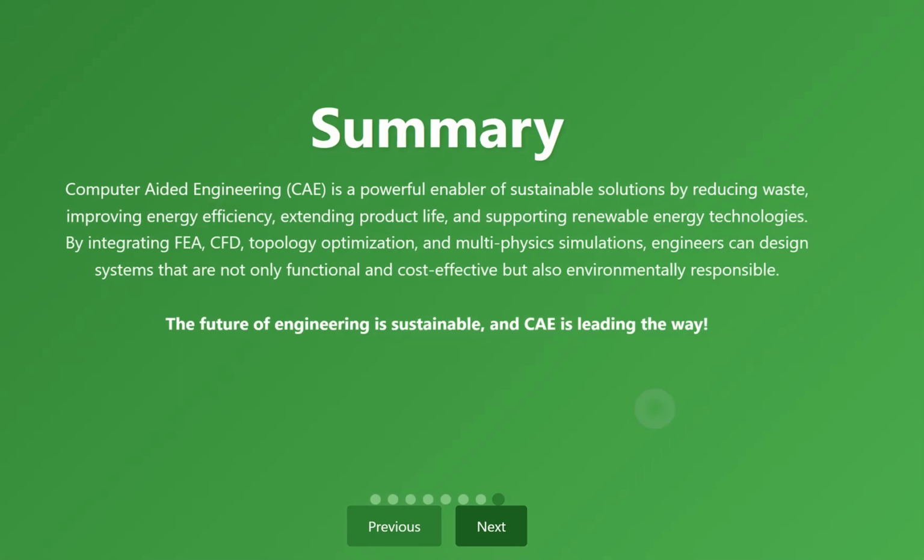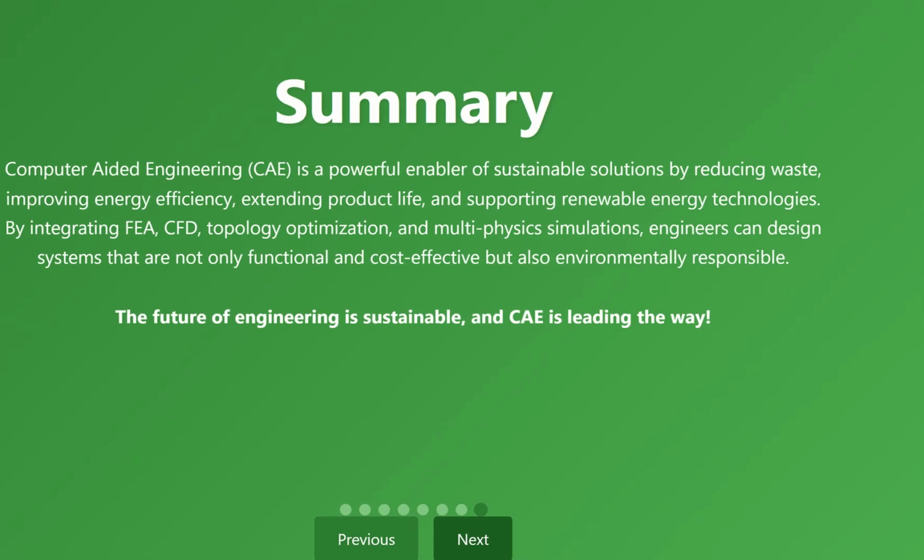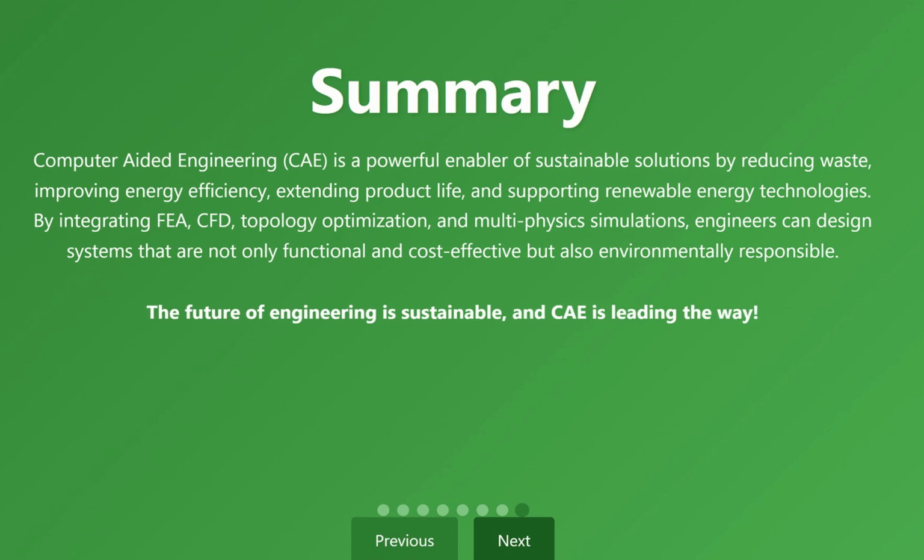Last, about the summary of this. I know I've given you just a preview. This is a preview of what we intend to do in our next session of computer-aided engineering. Computer-aided engineering is a powerful tool. It's a powerful enabler. It's a powerful gadget that will power sustainability in industrial design and production.